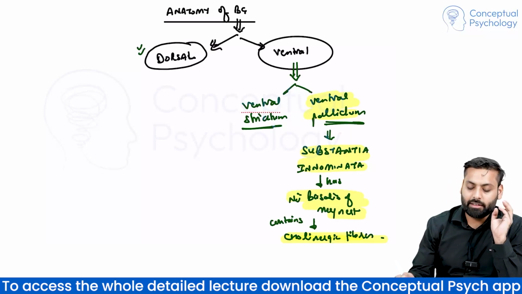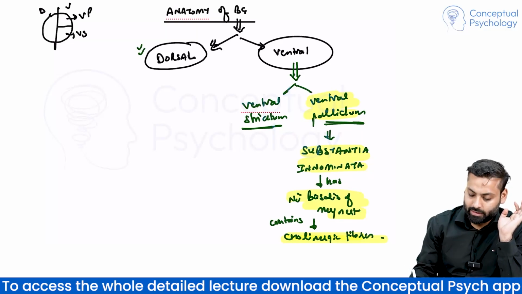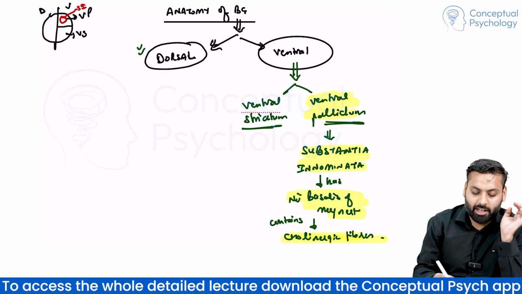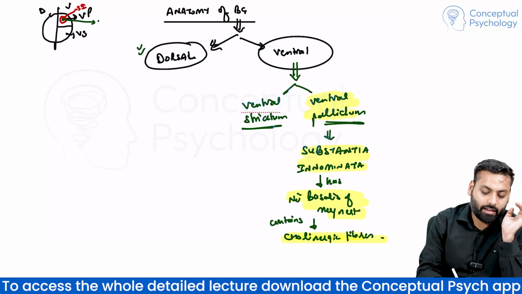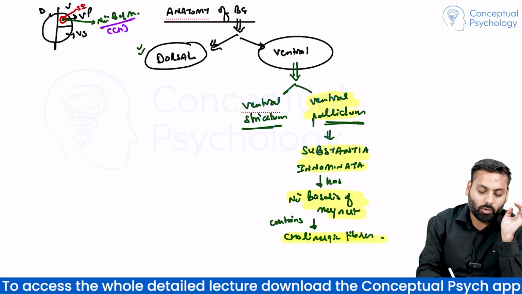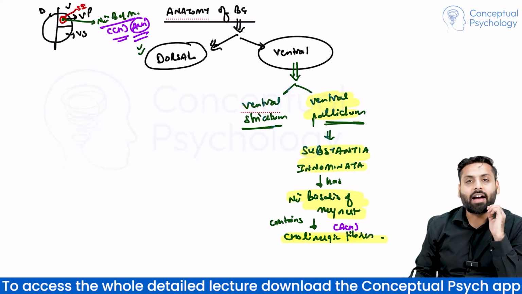Just remember that there is basal ganglia. We have divided basal ganglia into two parts. One is the dorsal part, one is the ventral part. In the ventral part, again there are two things. One is ventral pallidum, one is ventral striatum. In the ventral pallidum, there is a place known as substantia innominata. Substantia innominata contains an area which is the nucleus basalis of Meynert, and this nucleus basalis of Meynert has cholinergic fibers. Cholinergic fibers means the neurotransmitter here will be acetylcholine. And why is it important?